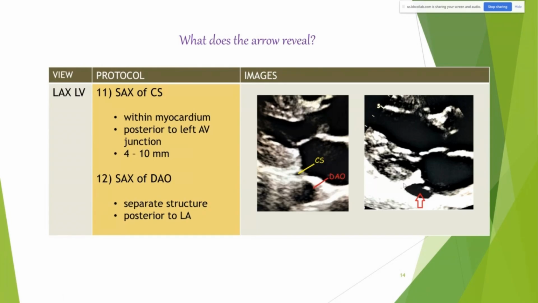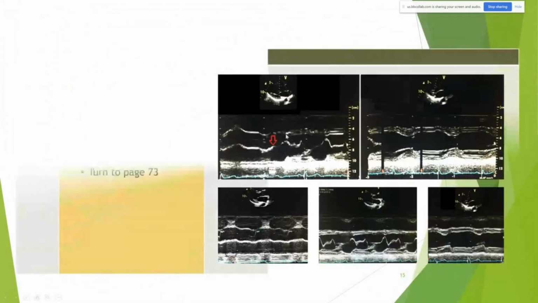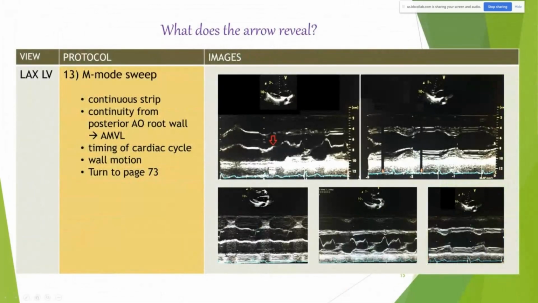So we can't finish Plax without doing what we call M mode. This is what M mode looks like. The first thing you're going to do is run the cursor over the aortic valve. Then you're going to run it over the mitral valve, and it's going to look like an M right here. And then you're going to run it over the ventricles, and it's going to look like this or this right here. Try not to get these choppy images. Make sure they look smooth like this. And this arrow right here is showing continuity from the posterior aortic root wall to the anterior mitral valve leaflet.